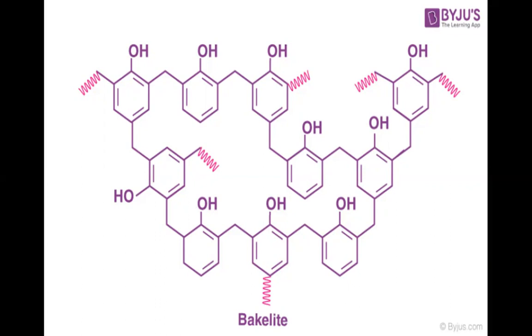So this Bakelite is an example of a thermoset plastic resin, which is named after the scientist Bakeland, who synthesized this resin in the year 1909. This is the structure of Bakelite.